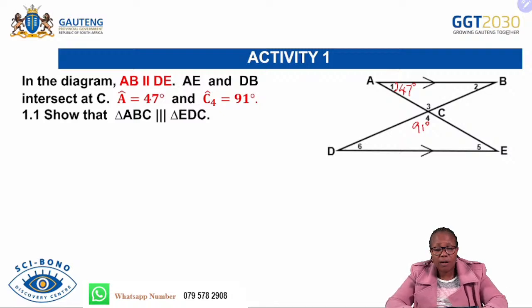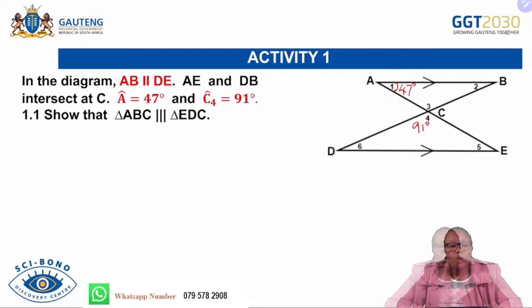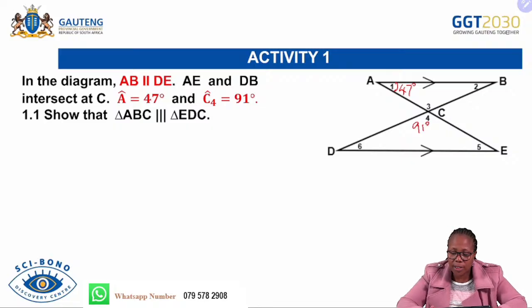Okay, grade 12, let's check how far you went with this one. Remember our WhatsApp group. If you need clarity, please send your clarity-seeking question to 079 578 2908. Okay, right. We were given 47 degrees for A1, C4 is 91 degrees. We are given parallel lines as indicated on the diagram. So we need to show that triangle ABC is similar to EDC. And as you are given angles, your application will be equiangular. You'll be working with angles to prove this similarity.